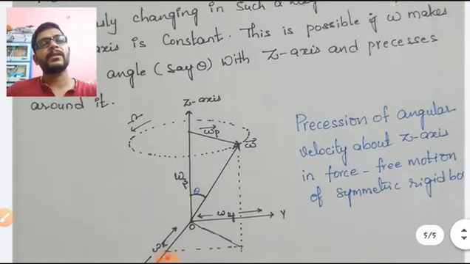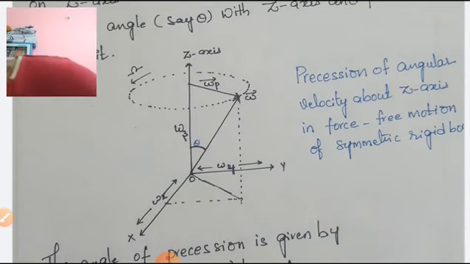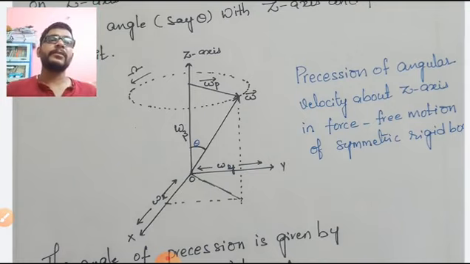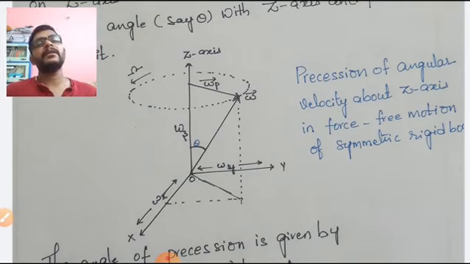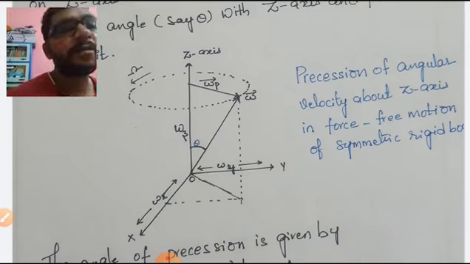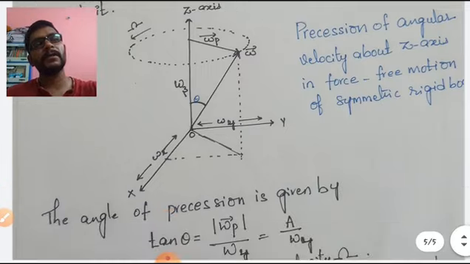So this picture represents, see there, omega x, the angular velocity along the x direction, and omega y, the angular velocity along the y direction, and omega z is along the z direction, that is constant. The symmetrical body is rotating in the xy plane around the z axis. This is the precession of angular velocity about the z axis in force-free motion of a symmetric rigid body.